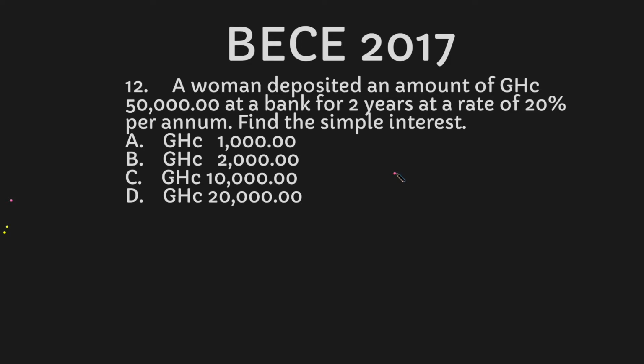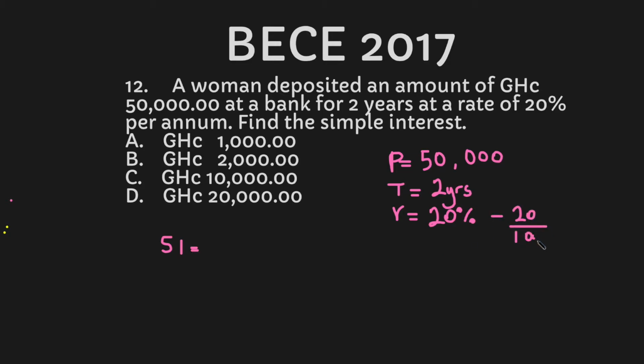Question 12. A woman deposited an amount of 50,000 cedis at the bank for 2 years at a rate of 20% per annum. We have to find the simple interest. First, we're going to put down our values so as not to get confused. Our principal is 50,000, time is 2 years, and our rate is 20%, which we will write as 20 over 100. Now, our simple interest formula tells us that we're going to find our simple interest by multiplying the principal times the rate times the time. Final answer being 20,000 cedis, hence D.